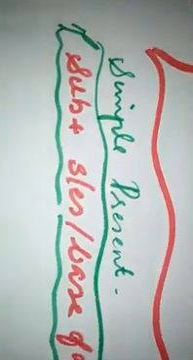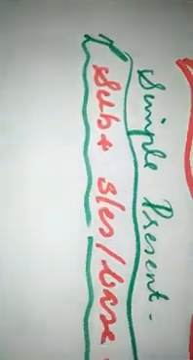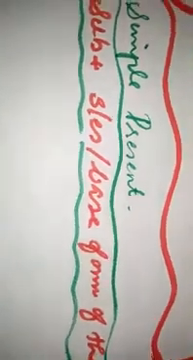Okay, dear children, I hope you understood. Here you see the form of the simple present. Subject plus S or ES or base form of the verb. When the subject is singular, use S or ES. When the subject is plural, use the base form. I hope it is clear to you all.